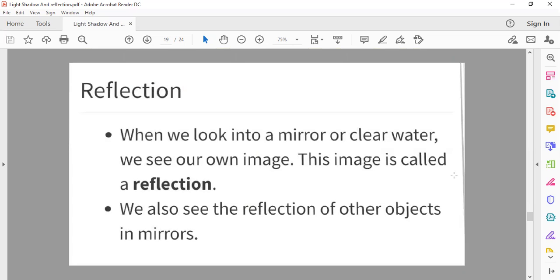When we look into the mirror or in the clear water, we see our own image. This image is called a reflection. So this is the simplest definition of reflection. We also see the reflection of other objects in the mirror. So when we see ourselves in the mirror or in the clear water, you must have seen the reflection of your own. That is known as reflection.